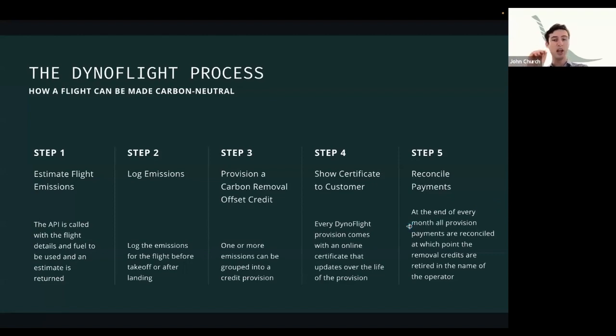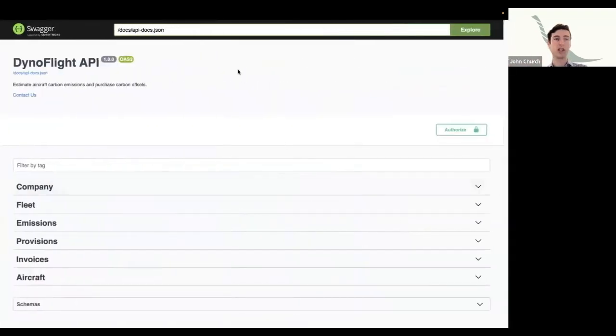So at this point, I'll quickly show you a bit of the platform. So this is our API, this is our Swagger documentation. This is actually available on our website now, if you'd like to take a look at it. And we have a couple of groups of endpoints.